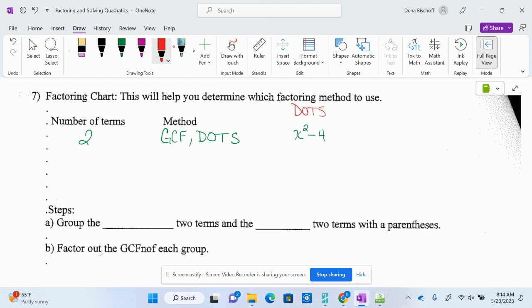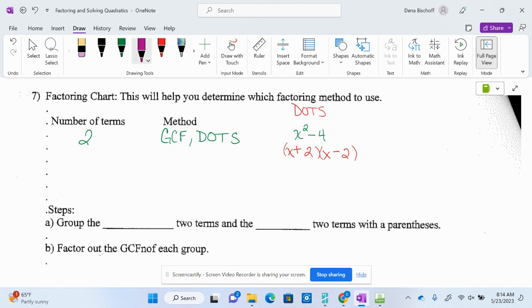And when we factor that, here's how you think about that. What number made x squared? What did I multiply by itself to get x squared? Well, I took x times x. What number multiplied by itself gives me 4? 2. What do I put in the middle? What signs? Yeah, one gets a positive and one gets a negative.